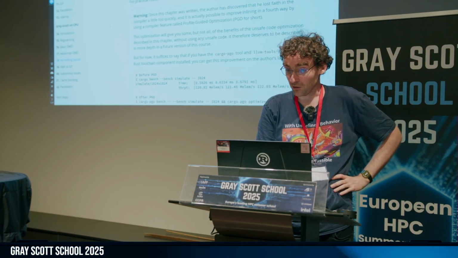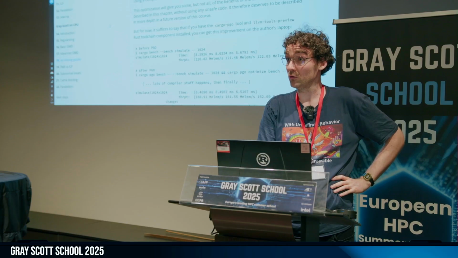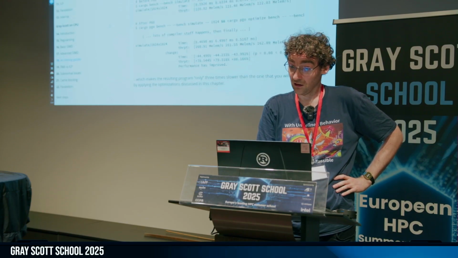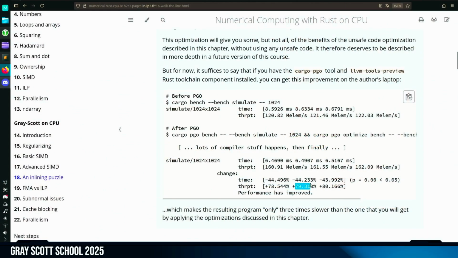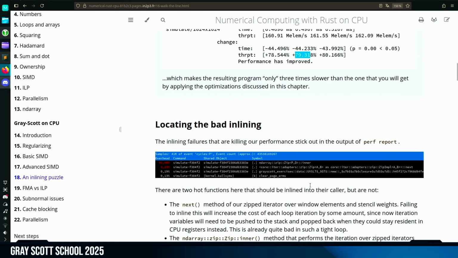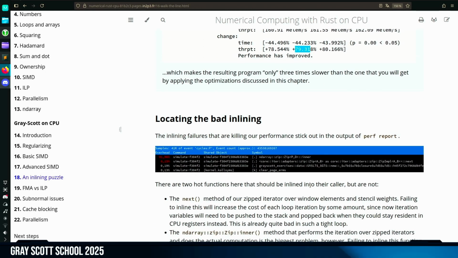And on the particular problem that I have here, it will resolve one case of missing inlining, improving performance by 80%, which is not bad for just tweaking our compilation configuration. So, something to know, in the next version of this course, this will be a dedicated chapter. I did not have the time to write it. Anyway, let's go back to last year.